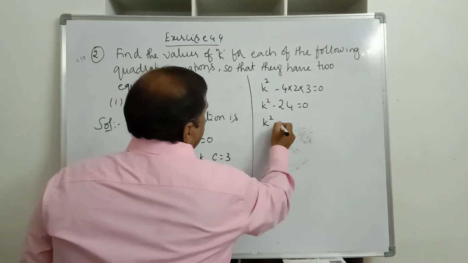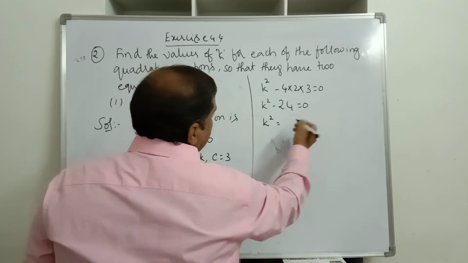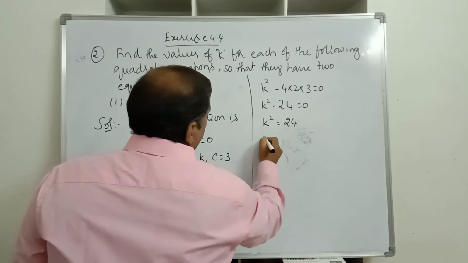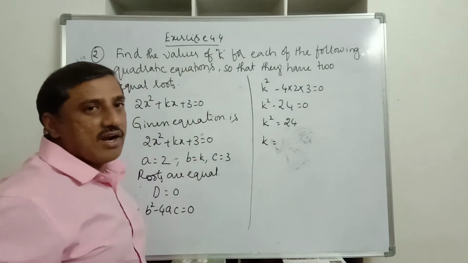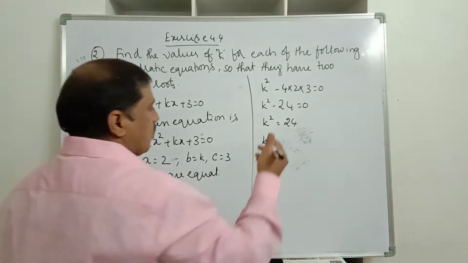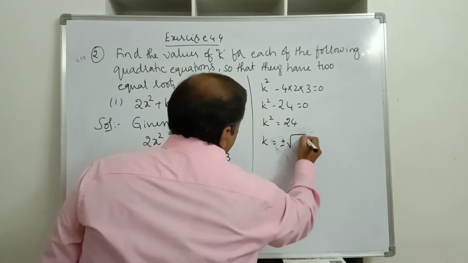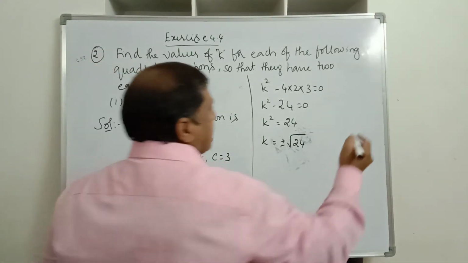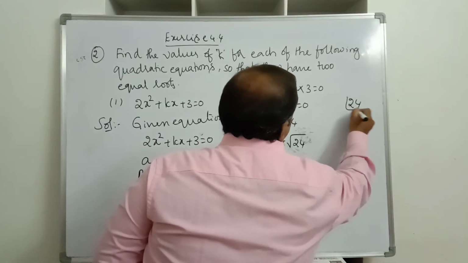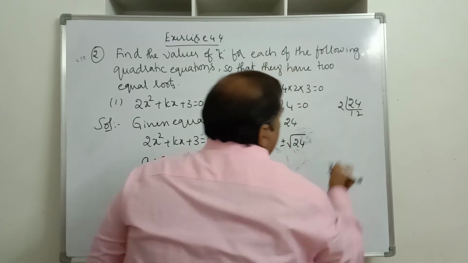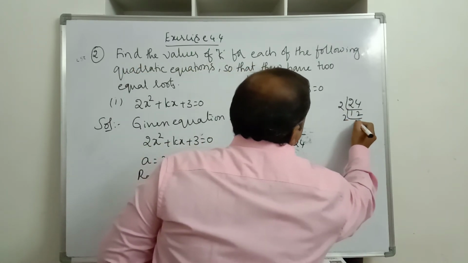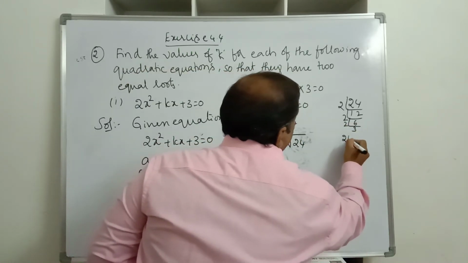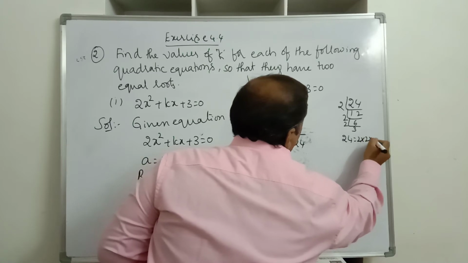Now k square is equal to, transposing minus 24 to the RHS, it becomes plus 24. Now k is equal to, transposing the square to the RHS, it becomes square root, and we will get two values, that is square root of 24. Write the prime factors of 24: 2 × 2 = 4, 2 × 6 = 12, 2 × 3 = 6. Therefore 24 can be written as 2 into 2 into 2 into 3.